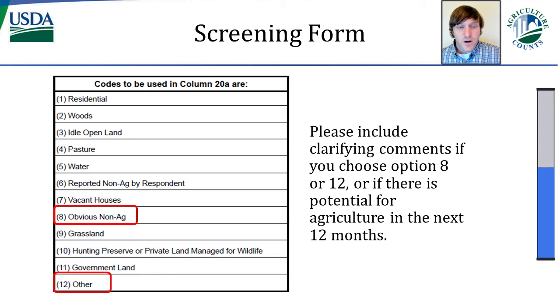Option 8 is for obvious non-ag, which could include roads, cemeteries, prisons, penitentiaries, interstate highways, railroads, airports, hospitals, electrical substations, state, county, local transportation facilities, waste or wastewater treatment facilities, churches, and others. Also, if there is a potential for agriculture in the next 12 months, be sure to explain how you know the potential is there.